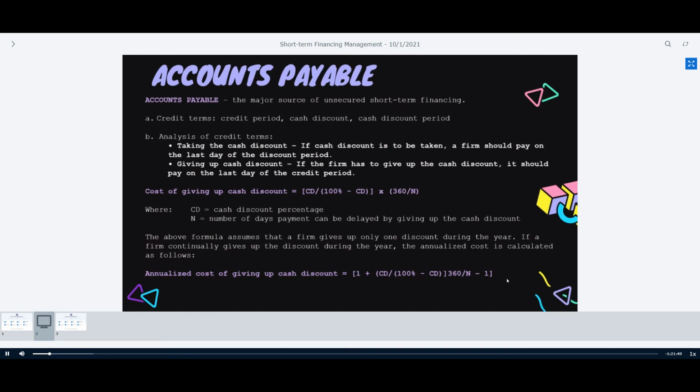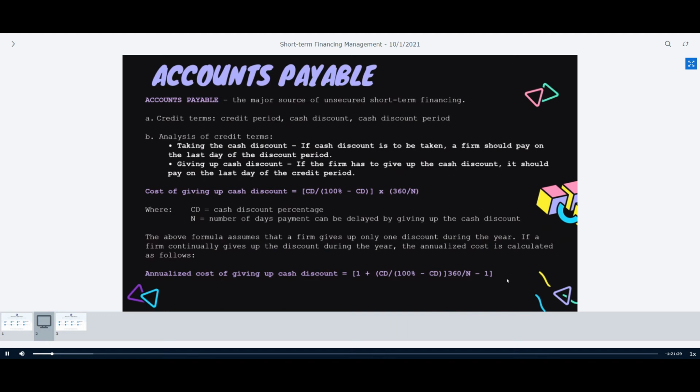So, number one source of short-term financing is accounts payable. Accounts payable is the major source of unsecured short-term financing. Now, when we say unsecured, it's short-term financing where there is no collateral, and that's why it's unsecured.